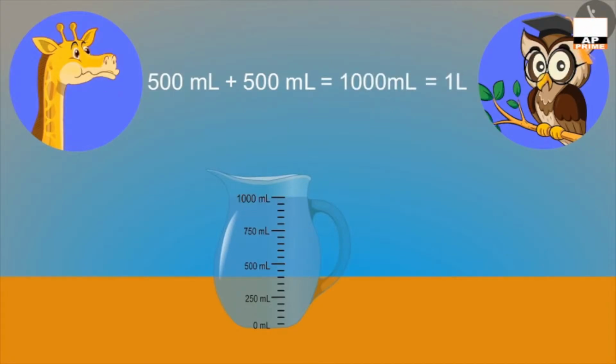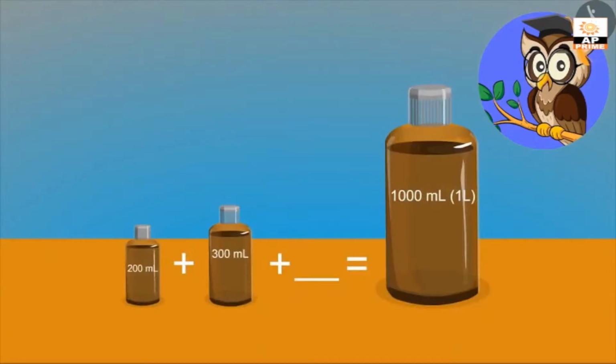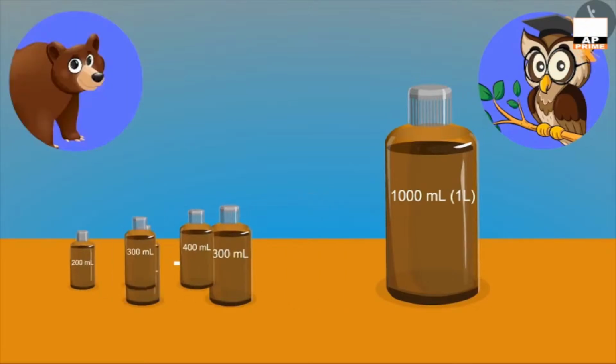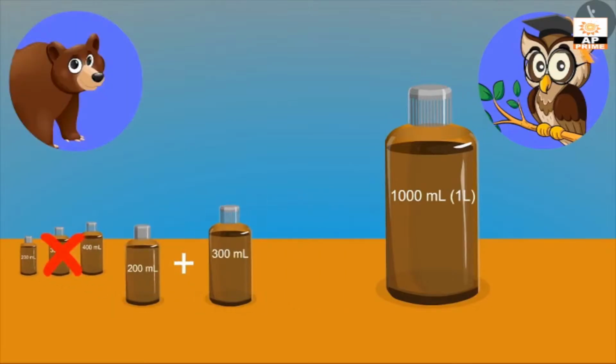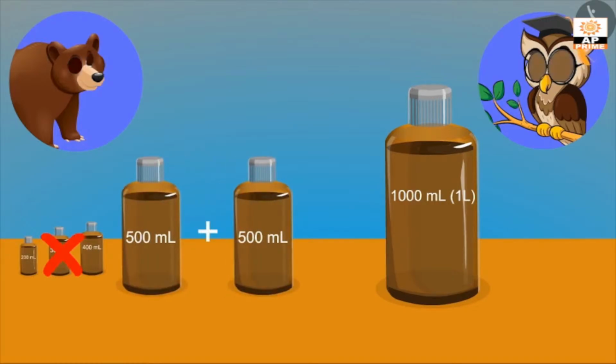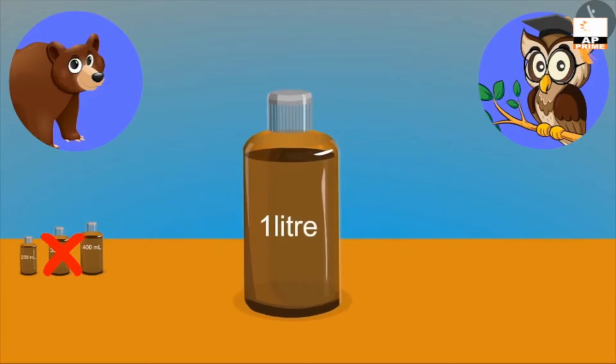Yes, correct. Now see, in one bottle, we have 200 ml of oil and in the other, we have 300 milliliter of oil. Now tell me, to fill 1000 milliliter bottle or 1 liter bottle, how much oil will you need? Is the answer 400 ml? Look carefully. On adding, it gives 500 milliliter. So adding one more 500 milliliter will form 1 liter. Bholu, your answer is right.